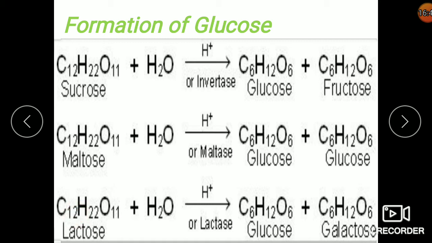Questions come directly, such as: what will be the product of lactose on hydrolysis, or write down the product when maltose is hydrolyzed with maltase enzyme. Or you might be asked, what is the enzyme used in the hydrolysis of sucrose? So these reactions you have to remember. The reactions are very easy, you just have to remember that sucrose on hydrolysis produces glucose and fructose, maltose produces 2 glucose, and lactose produces 1 glucose and 1 galactose.